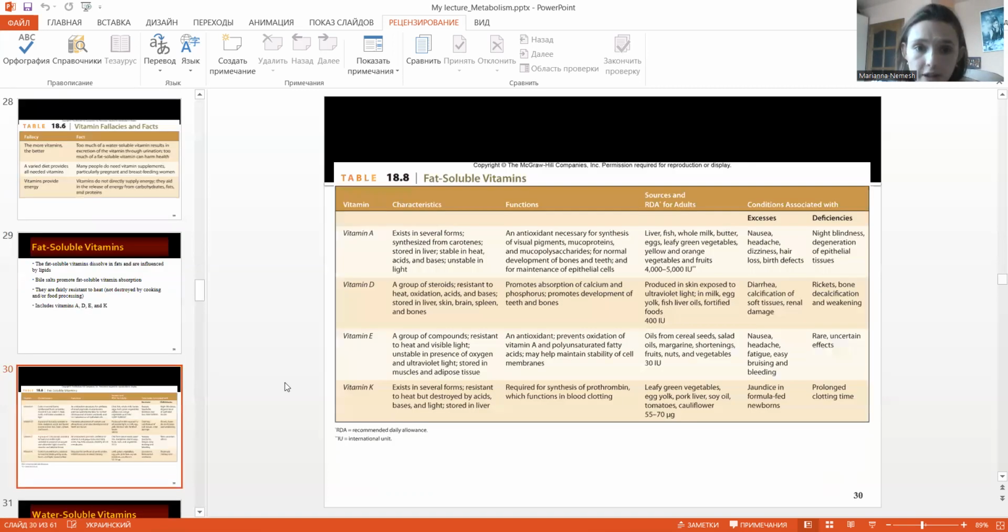So, what are their functions? For example, vitamin A is responsible for antioxidant function, for synthesis of visual pigment, for mucoproteins, and for normal development of bones and teeth. Vitamin D promotes absorption of calcium and phosphorus, which promote development of the teeth and bone. Vitamin E is an antioxidant which prevents oxidation of vitamin A and polyunsaturated fatty acids, and may help to maintain stability of the cell membrane. Vitamin K takes part in blood clotting, so it is responsible for coagulation processes.